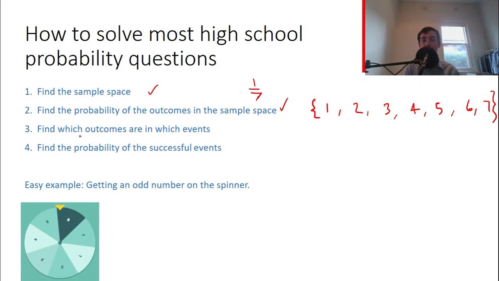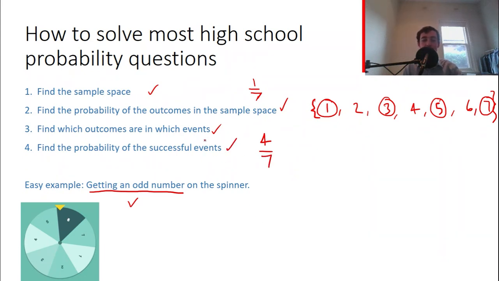Number 3, find out which outcomes are in which events. Now there's only one event in our question, which is getting an odd number. So which outcomes are in that event? It would be 1, 3, 5, and 7, the odd numbers. Easy. Number 4, find the probability of the successful events. There's only one successful event, which is getting an odd number. So the probability of that event is how many outcomes are in that event, which is 4, 1, 3, 5, and 7, divided by the total number of outcomes, which is 7. And that's it.